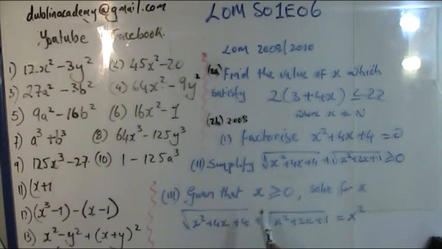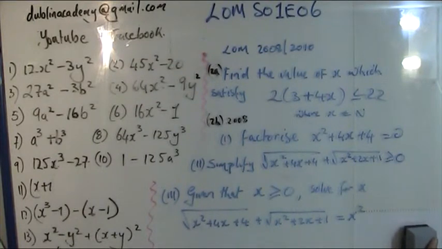Now this is 2008. You have the papers, I'm sure. The next one is, given that x is greater than or equal to 0, solve for x. So whatever solution you get here, you can put it in here. You don't have to do it all over again and make it equal to x squared. It looks like a quadratic function. Anyway, copy those questions and practice, practice, practice.